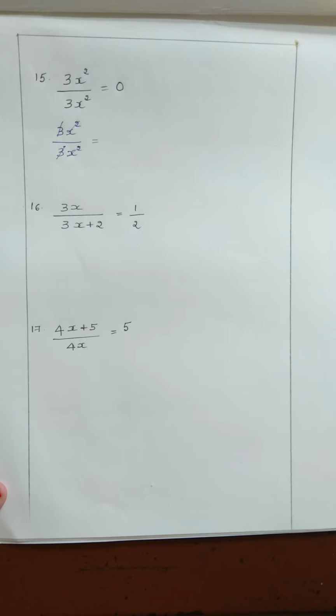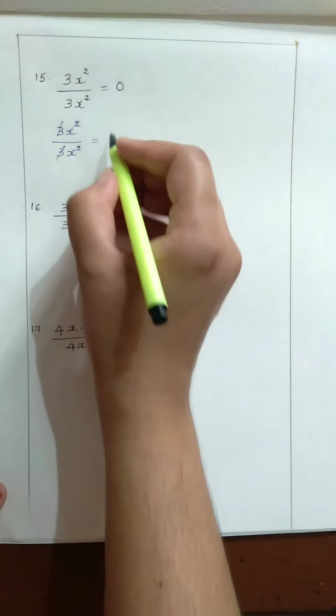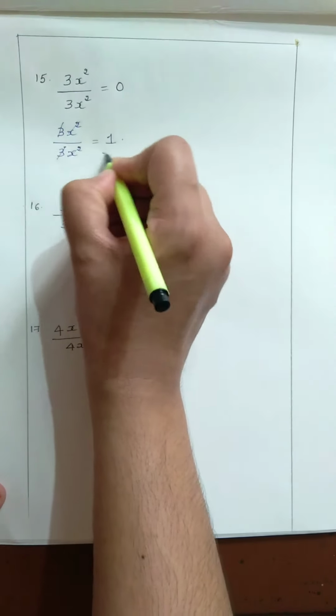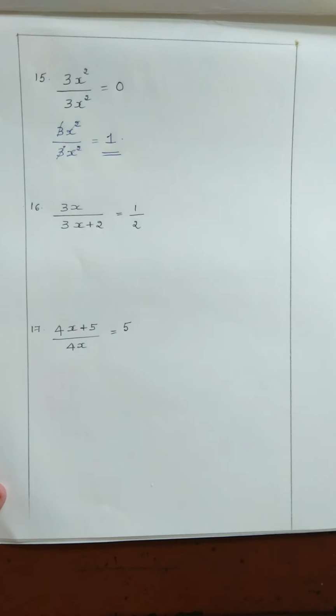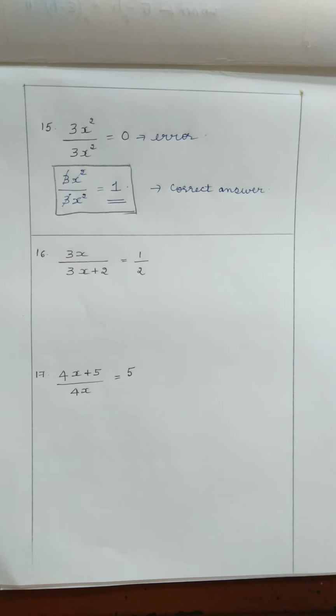In such cases, we will get the answer equal to 1. So, when we divide 3x square by 3x square, the answer will be equal to 1 and it is not equal to 0. Therefore, 3x square by 3x square is equal to 1 is the correct answer for the problem 15. Now consider the 16th problem, in which we have 3x by 3x plus 2 is equal to 1 by 2.